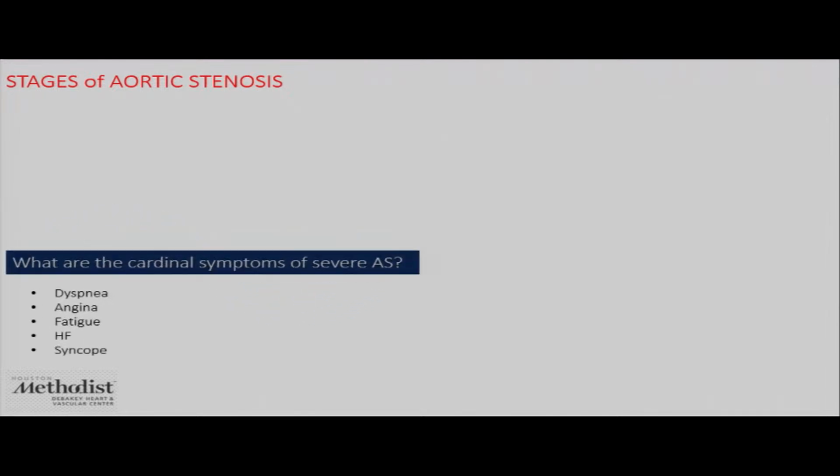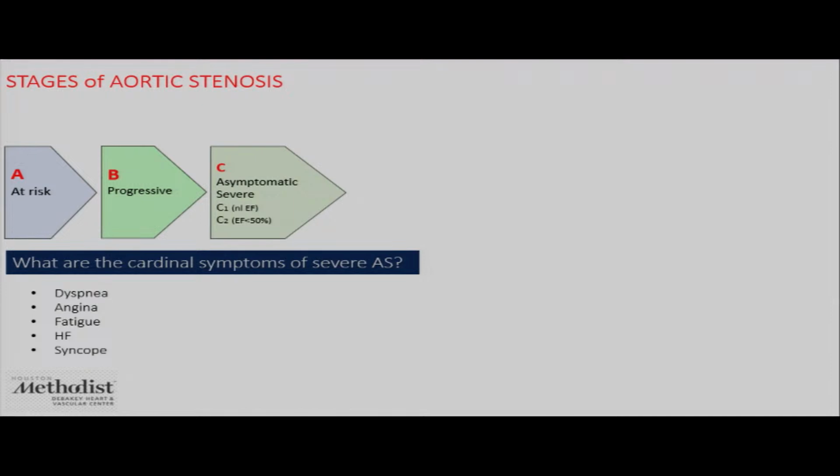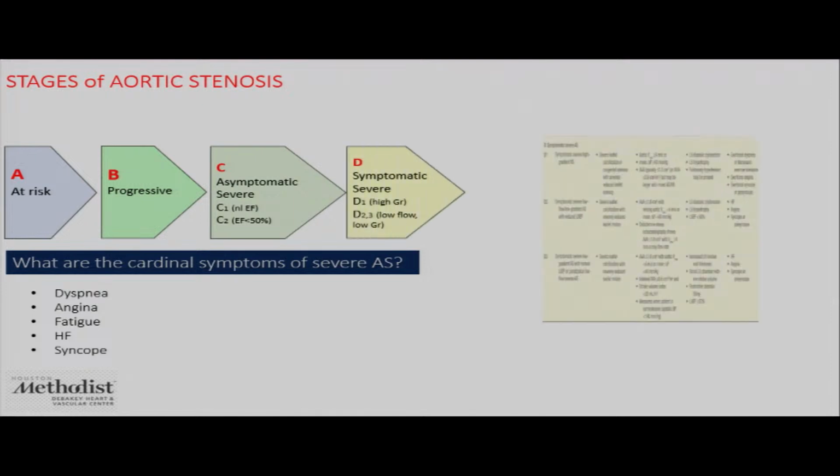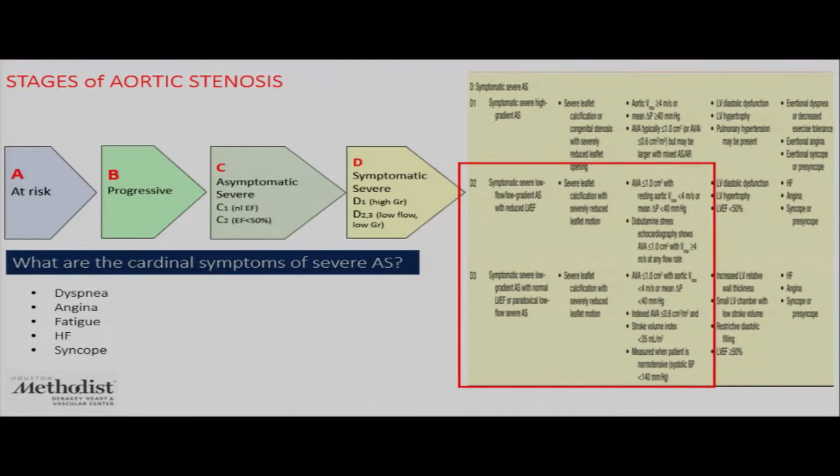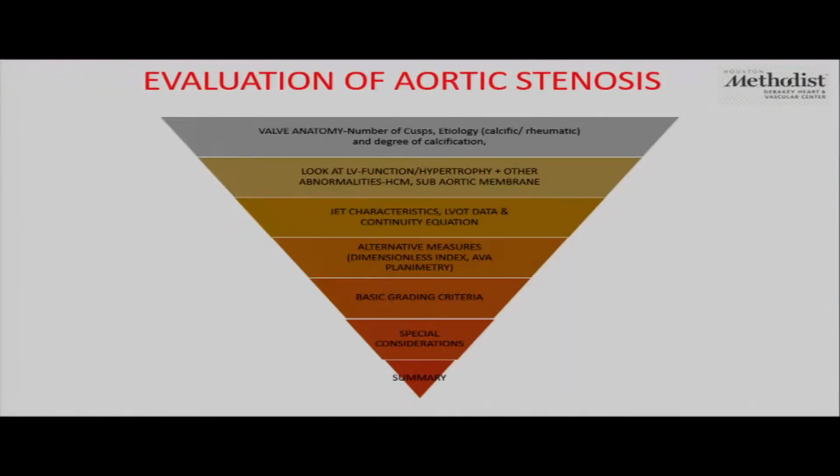But remember, everything is about symptoms, right? So we know the ACC/AHA guidelines, where stage A is at risk, stage B is progressive, stage C is asymptomatic severe, and D is symptomatic severe. And again, AVR is a class 1 recommendation for stage D, C2, or C or D if there are other surgeries happening. So I'm sure all of you know about this as well.